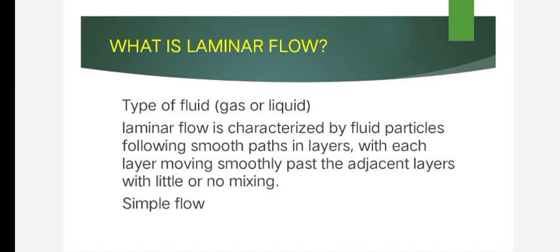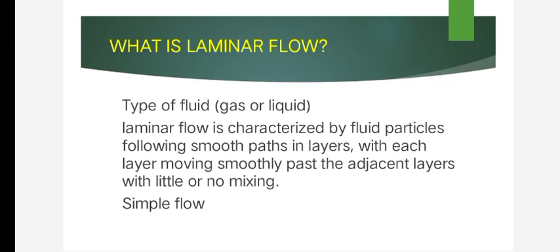So there are two types of flow in a pipe. First, we have the laminar flow. When we say laminar flow, it is a type of fluid flow, either gas or liquid. Laminar flow is characterized by fluid particles following smooth paths in layers, with each layer moving smoothly past the adjacent layers with little or no mixing.